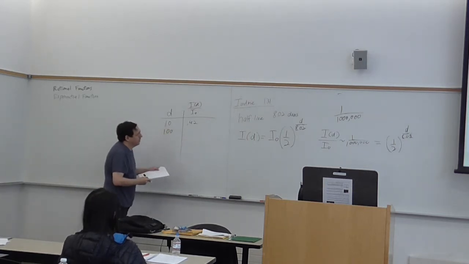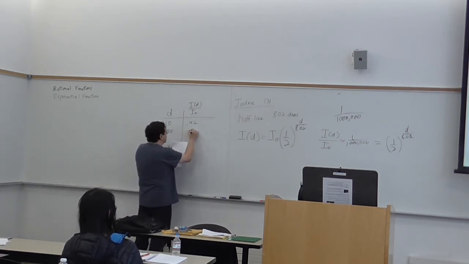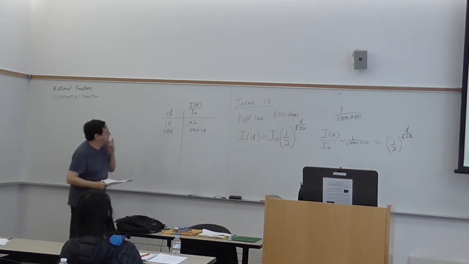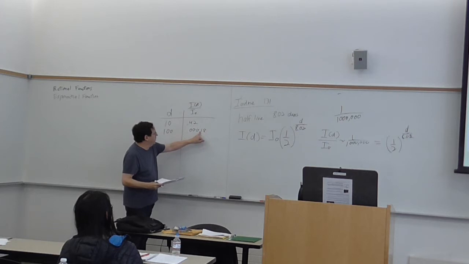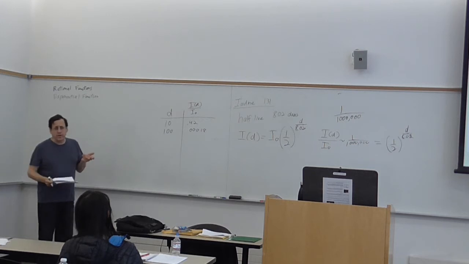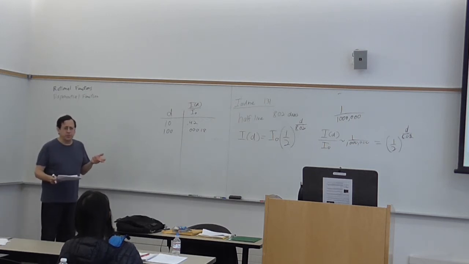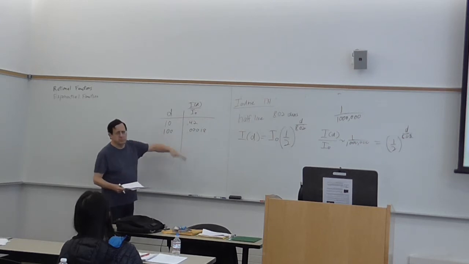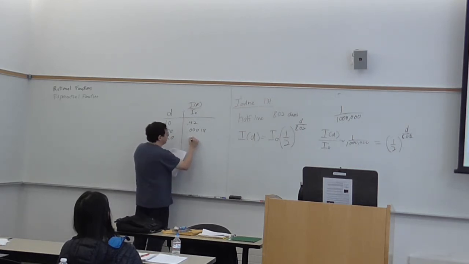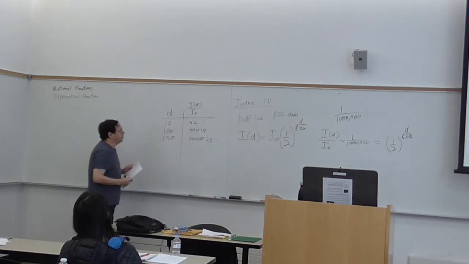Plug in 100, and that comes out to 0.00018. So that's about 18 thousandths. Still not good enough. But I know that exponential functions decay really rapidly. If I put 200, I'm way beyond that point. So I'm just going to try 150. And that turned out to be 0.0000023. Okay, so now I'm down to 2/1,000,000ths.